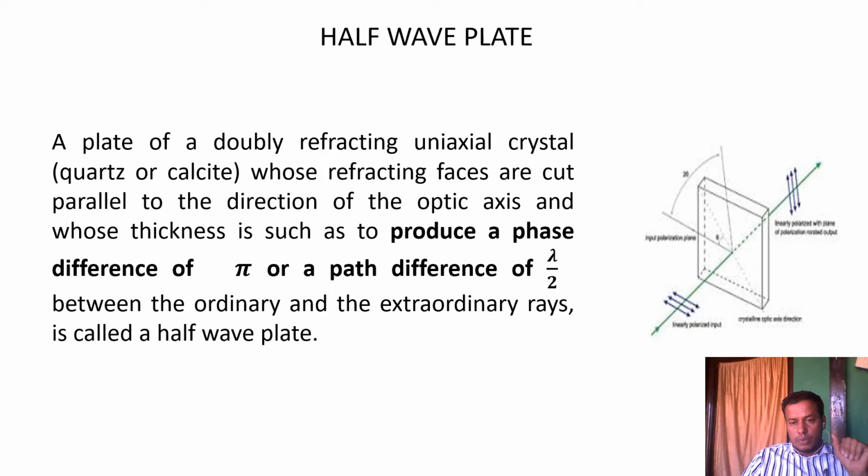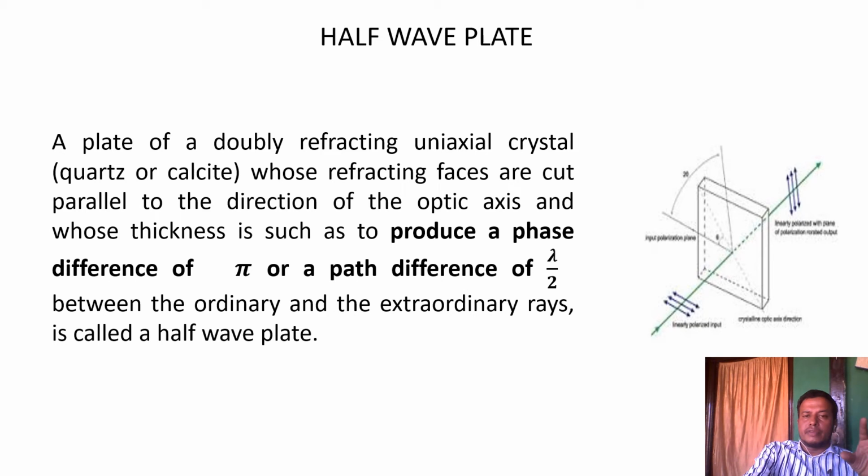A half wave plate is a plate of doubly refracting uniaxial crystal. Doubly refracting should be produced, and it should be a uniaxial crystal, that is quartz or calcite like this one, whose refracting faces are cut parallel to the direction of the optic axis.